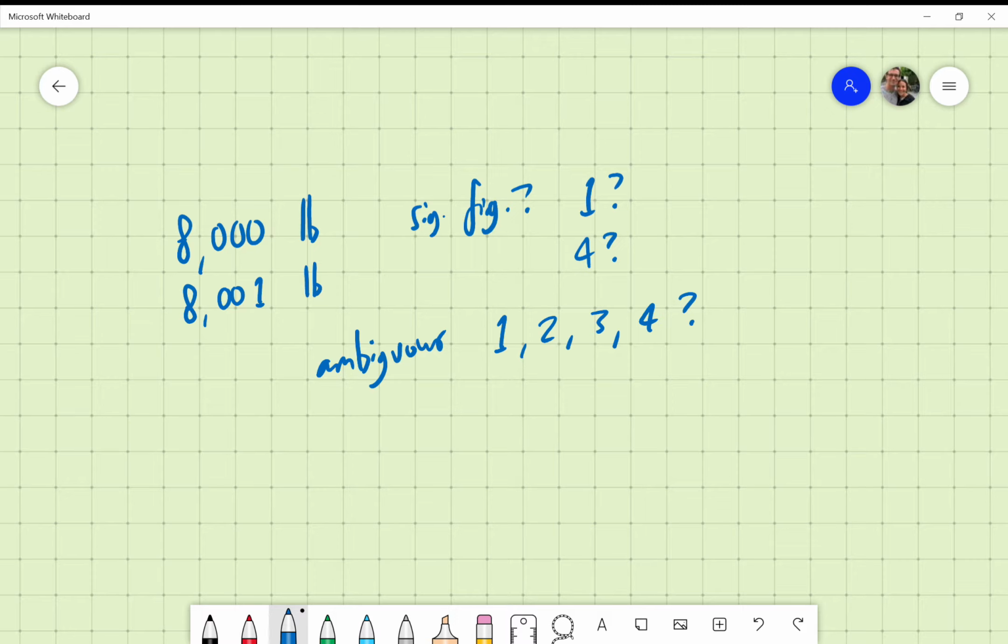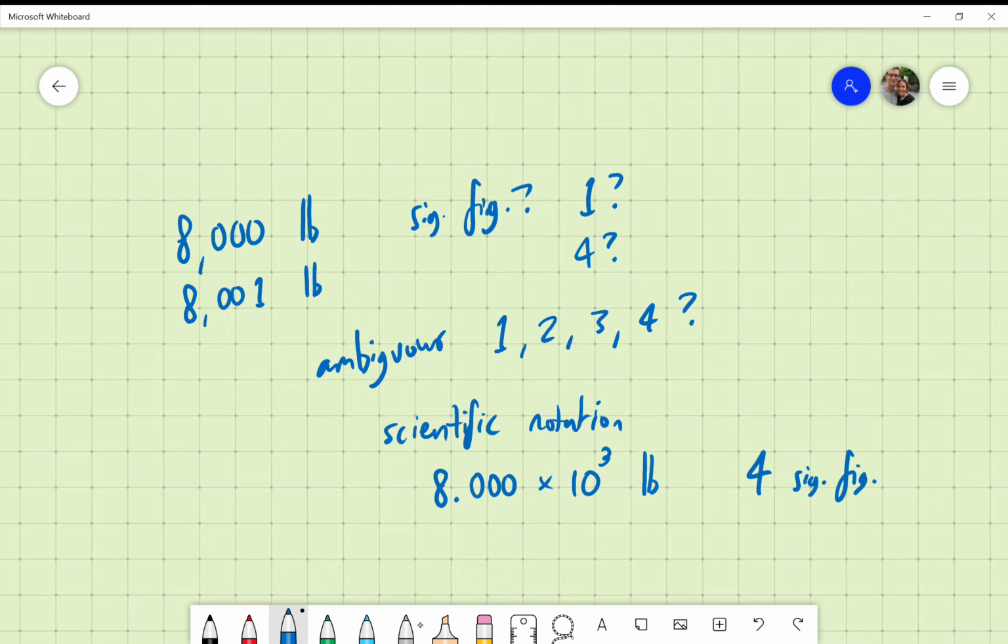He said the only way to show it absolutely unambiguously is with scientific notation. So if I say 8.000 times 10 to the 3 pounds, that seems like a far more complicated way to write it, and I guess it is. But now we have absolutely clarified. This is 4 significant figures, and there is no doubt about it. All right, so that is the answer. Using scientific notation is the way that you guarantee how many significant figures you have.